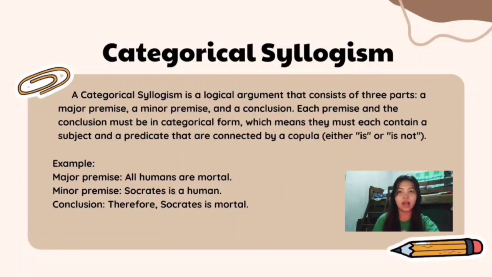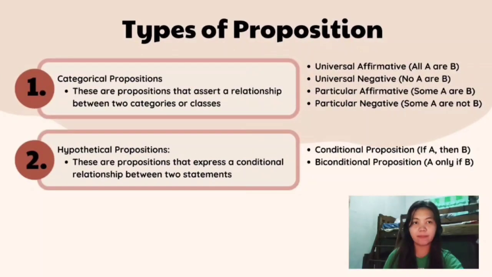In this example, the major premise establishes the relationship between the categories of humans and mortal. The minor premise relates Socrates to the category humans, and the conclusion follows logically from the two premises, stating that Socrates must be mortal because he is a human. The second topic was types of propositions.